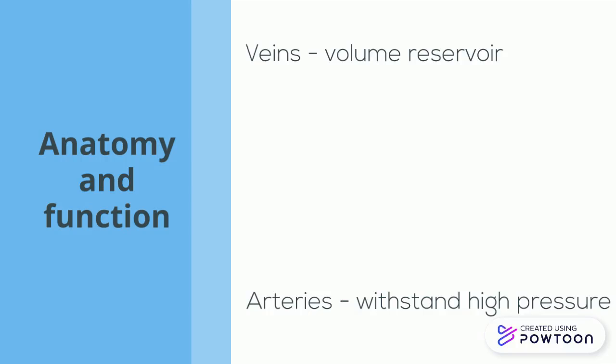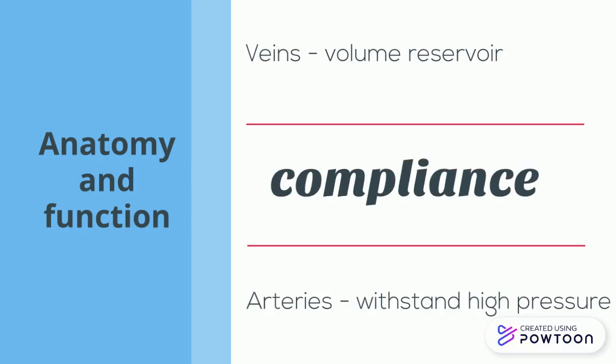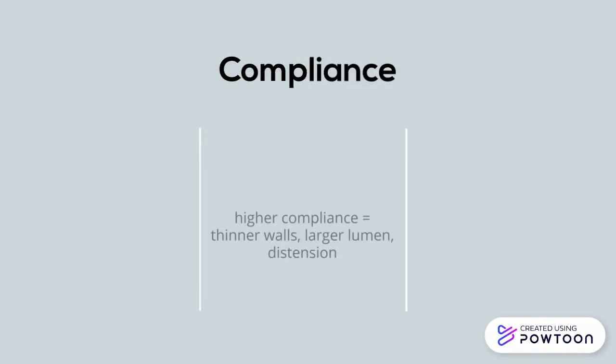the body. Vessel compliance, or capacitance, provides a measure of how much volume it can hold in relation to pressure. In the cardiovascular system, a higher compliance indicates that a great deal of volume can be held with minimal increase in pressure. A higher compliance means thinner walls, larger lumen, and the ability to distend to hold larger volumes.